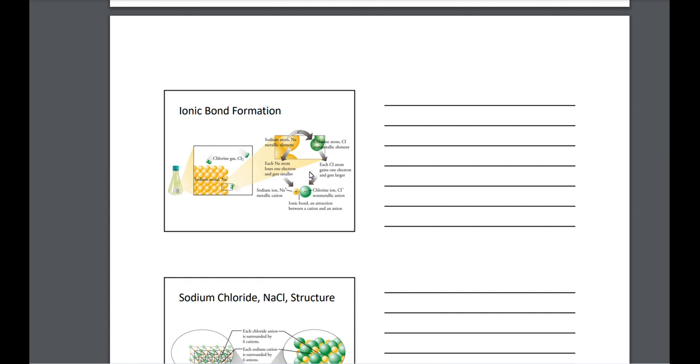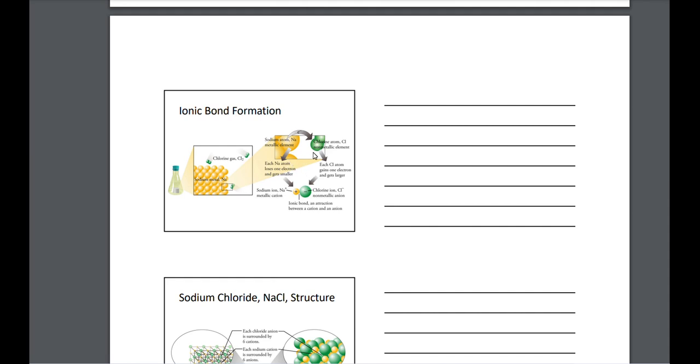When this happens, the entire atomic structure of the cation, or of the sodium, basically shrinks, and it gets smaller. The reason for that is the dominance of positive charge drags the electrons even closer to the nucleus. Every time it loses an electron, the dominance of the proton, the positive charge, drags the electrons closer to the nucleus, so it makes it even smaller.